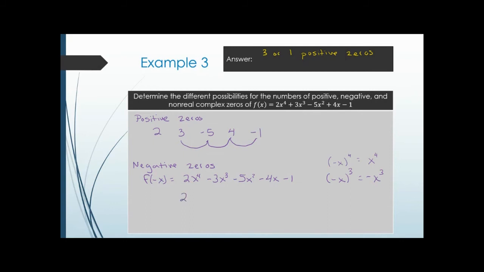So looking at the coefficients, we have 2, negative 3, negative 5, negative 4, and negative 1. So we only change signs once, from 2 to negative 3, and then we stay negative. So that means we could have 1 negative zero.